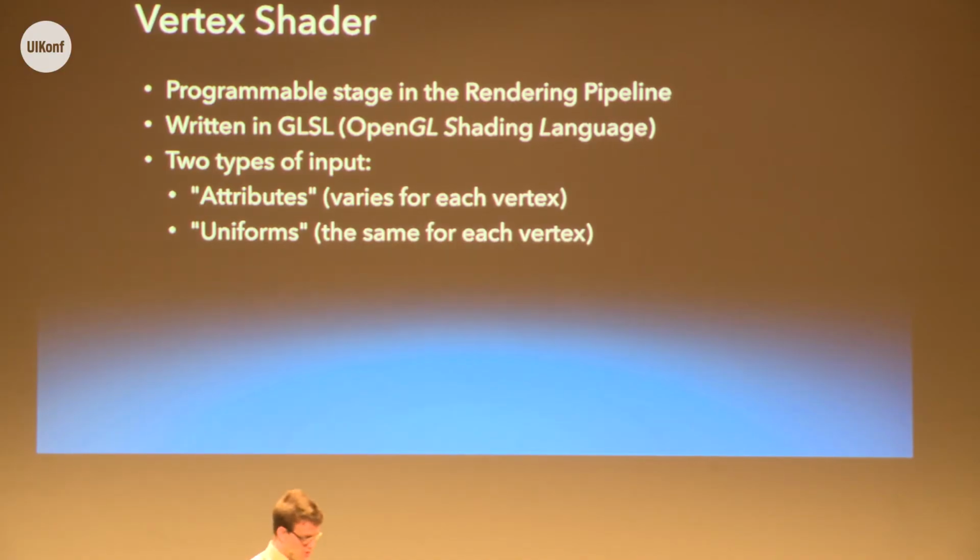The vertex shader takes two types of input that we pass to OpenGL. Attributes, which vary for each vertex, like, for example, the position of the vertex. And uniforms, which are the same for each vertex, like, for example, the model view projection. I don't expect you to be able to write OpenGL by just saying this, but you should be able to more or less read it.